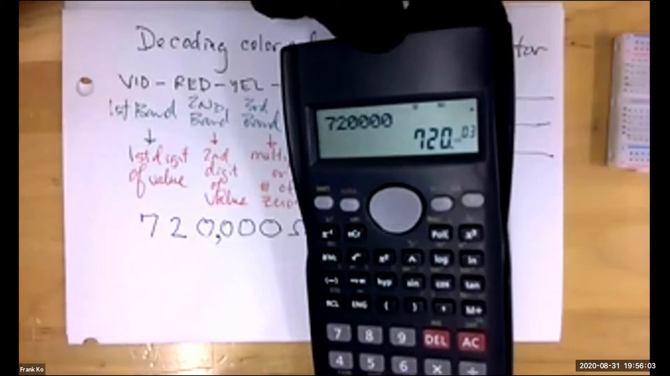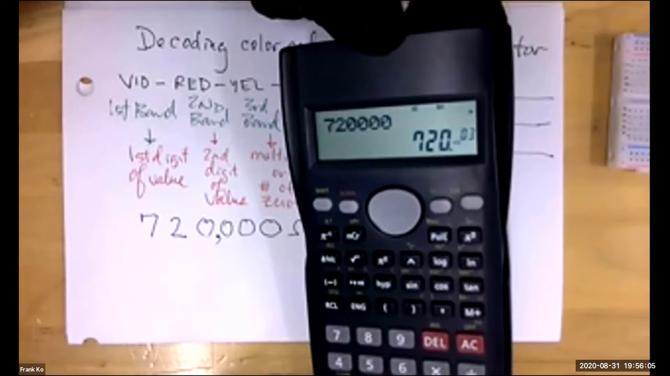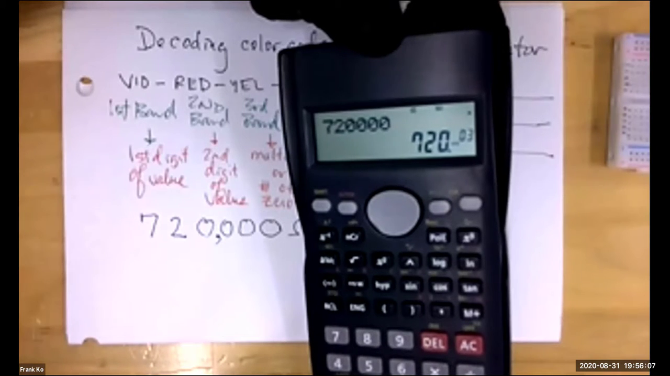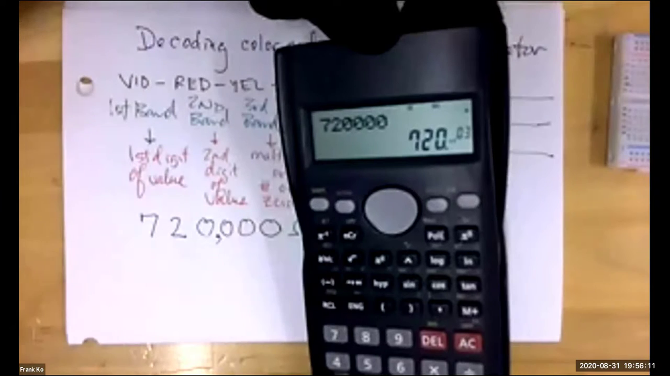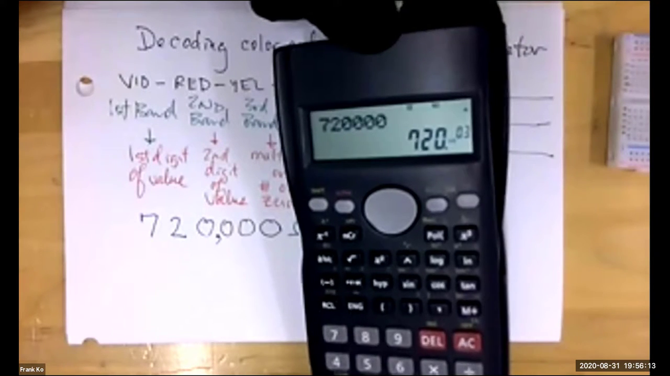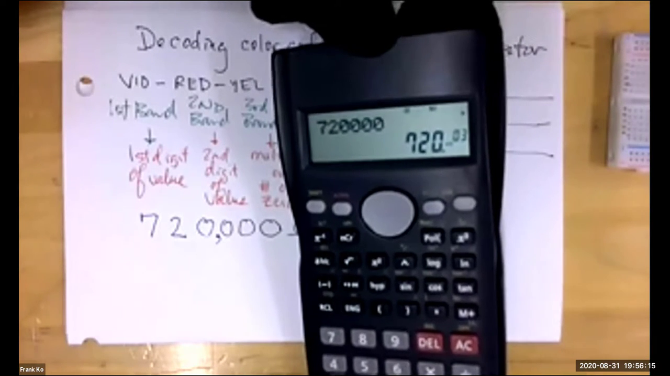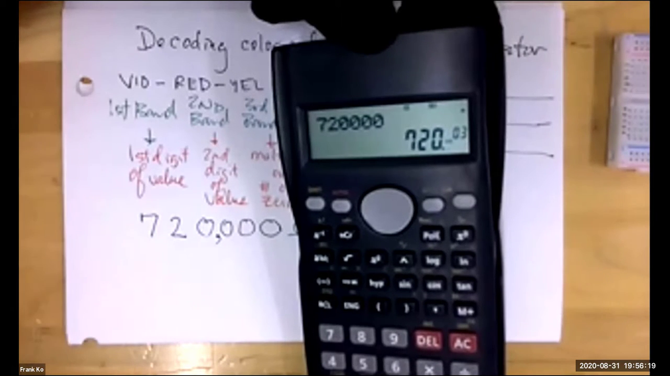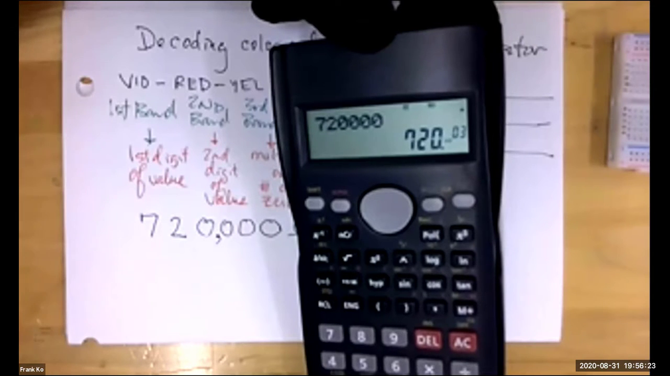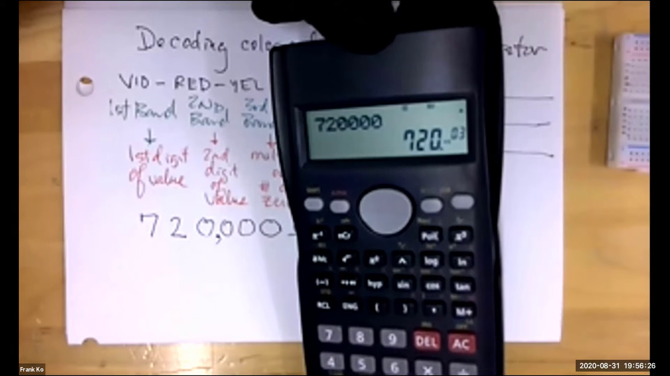So if I touch my engineering key, watch the display change. Did the display change to show us some power that is a multiple of 3? It could be 10 power of 6, 10 power of 9, 10 power of 12, or 10 power negative 3, 10 power negative 6, 10 power negative 9, but it has to be some multiple of 3. And right now it happens to be 10 power 3. And what's my value in front of the decimal point? 720.